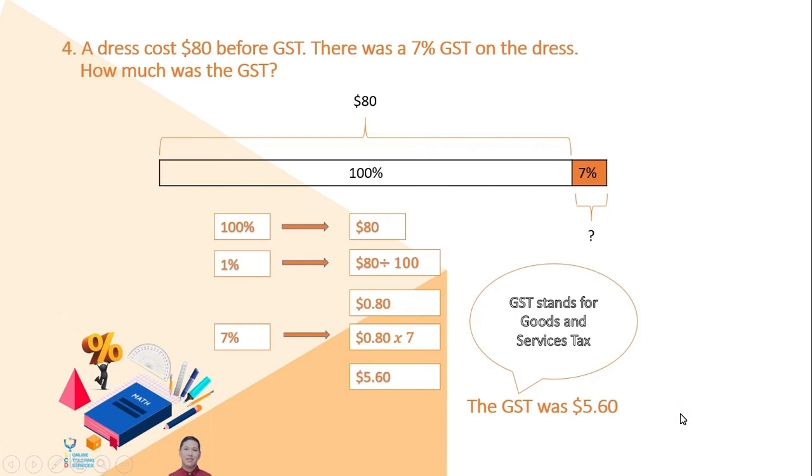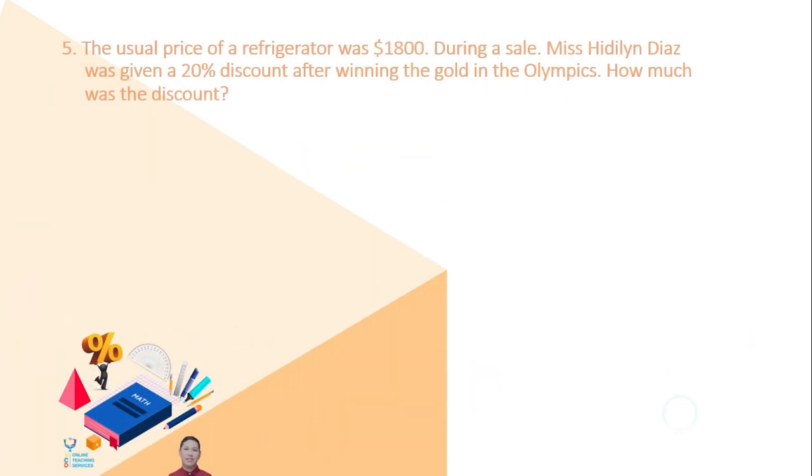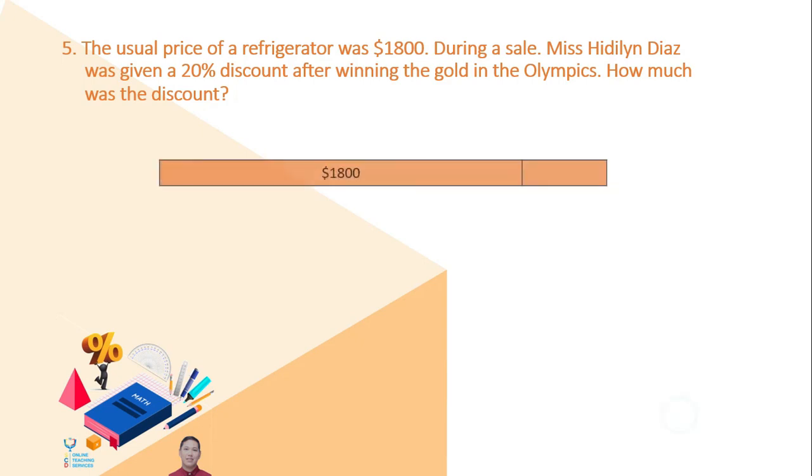So what do you mean by GST? GST stands for Goods and Services Tax. Let's take the last example. Example number 5. The usual price of a refrigerator was $1,800. During a sale, Miss Heidelin Diaz was given a 20% discount after winning the gold in the Olympics. How much was the discount?